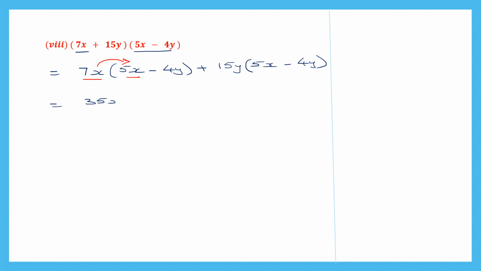X into x is x square. Now here, the next one, 7x into minus 4y. The sign is minus, 7 4s are 28, x into y is xy. Now go to the next one.